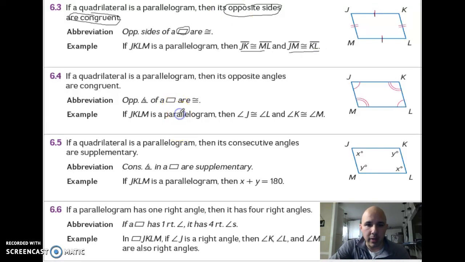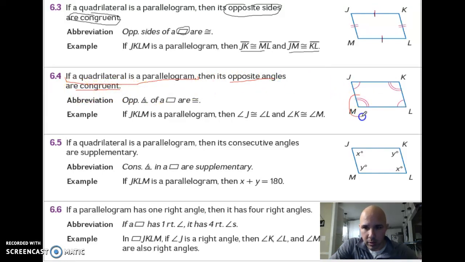Okay, welcome back again. This is Mr. Cornier. This is the second property of parallelograms. So if a quadrilateral is a parallelogram, then the opposite angles have to be congruent.